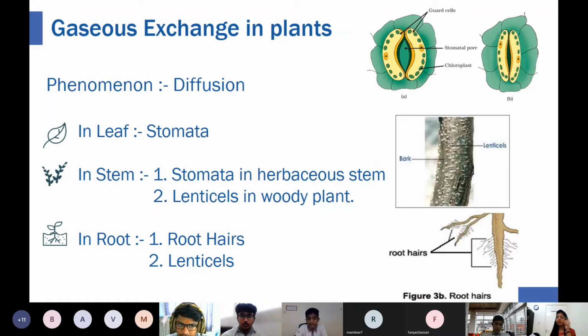Now, what do you think, are the plants doing gaseous exchange? What's your opinion? Yes, ma'am, they do. Really? Yes, ma'am, leaves. So, in which life process are they doing the gaseous exchange?